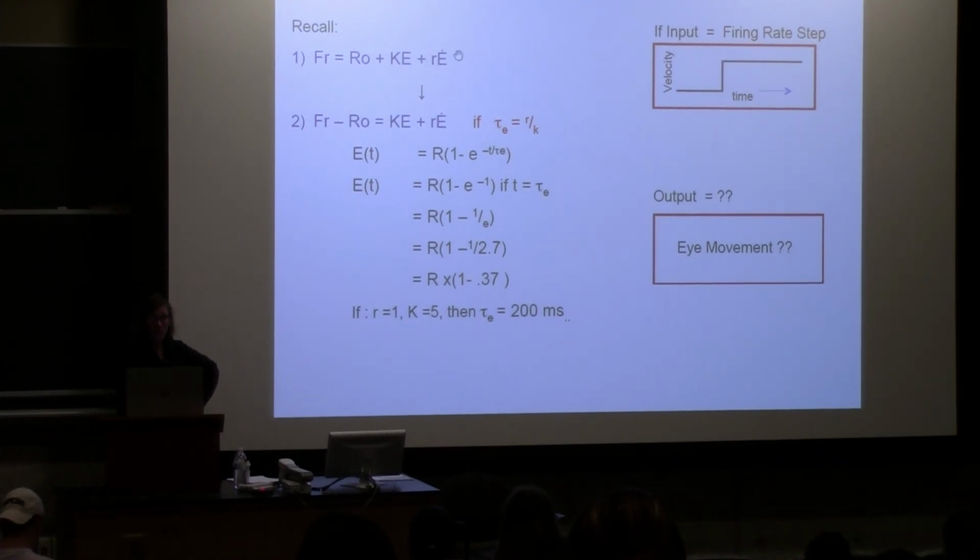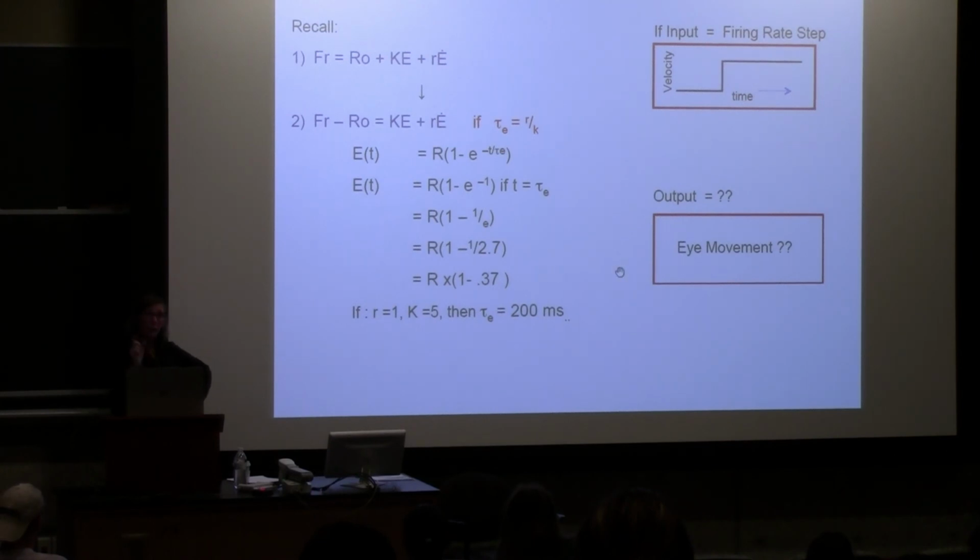So again, this is a first order differential equation. People probably remember from their differential equation course that if you want to solve this, you flip it, so instead of looking at firing rate, you put the eye position on the left side, and you end up with a relationship that looks like this, where you can then substitute, so T of E would be the time constant, which is effectively R here, this coefficient over the K coefficient. At time T equals your time constant, this now simplifies to R times 1 minus 1 over E. Then you can continue the math and you end up with R times 1 minus 0.37.